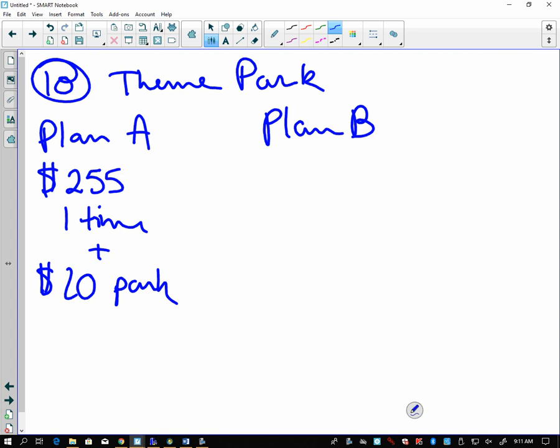Okay, plan B. Now, let's pick something maybe less expensive. No, hold on. Okay, plan two. Yeah, less expensive for the one-time charge. What would you say? Maybe a one-time charge of $155. Okay, one time. But the parking is more expensive. $40. Okay, $40 to park every time you go, right?